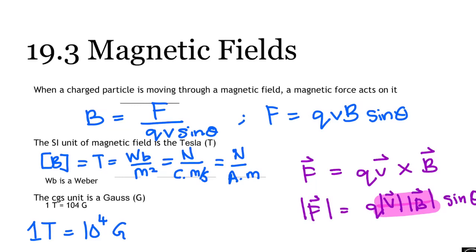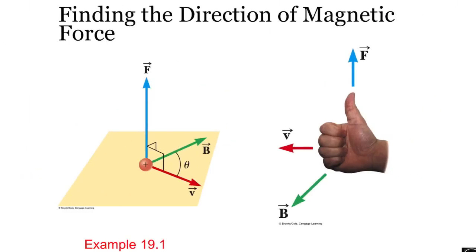Tesla is the derived unit. This one is the derived unit for magnetic field. This one is the basic unit of the magnetic field. So before you substitute everything here, you must put everything in SI unit. Then you will have Tesla unit in this case for B, right?